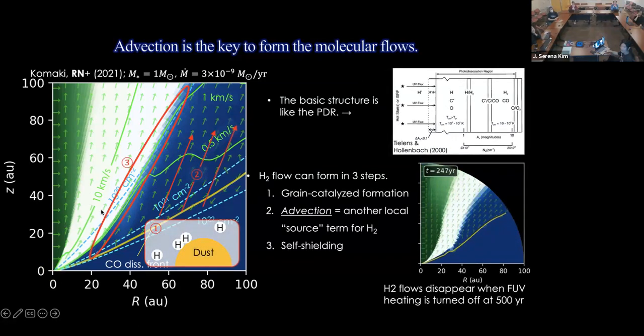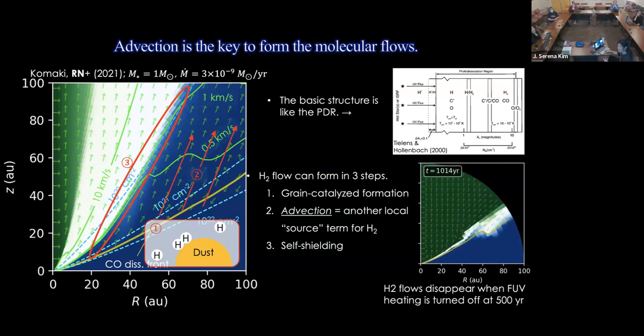And the molecular flows are excited in three steps. First, they are produced in the disk by grain catalyst formation. And it's conveyed to upper layers by advection due to photoevaporation. And here I show my test simulations where I switched off FUV heating at 500 years. Is it the one there on the right, the molecular hydrogen flow? Yes, this is the molecular hydrogen flow, and the white part is the atomic flow. The blue part is molecular hydrogen, and H2 is the green. So immediately after switching off FUV heating, they disappear.